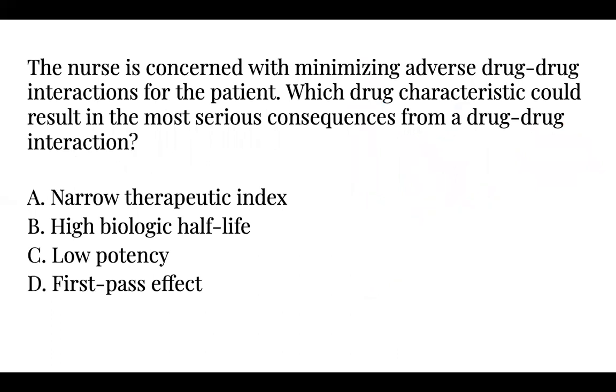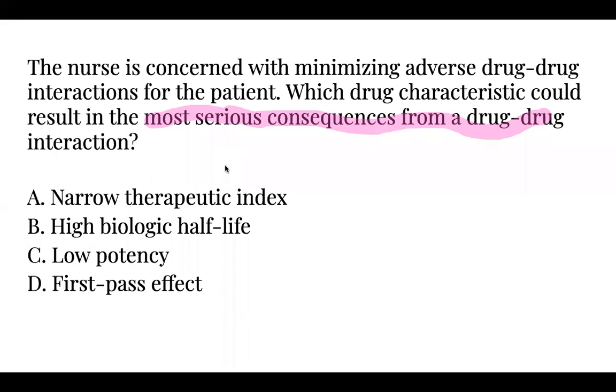Classroom question. The nurse is concerned with minimizing adverse drug-drug interactions for the patient. Which drug characteristic could result in the most serious consequences from a drug-drug interaction? Narrow therapeutic index, high biologic half-life, low potency, or first pass effect. So we're looking for the most serious consequences from a drug-drug interaction. So basically, what's the least safe?